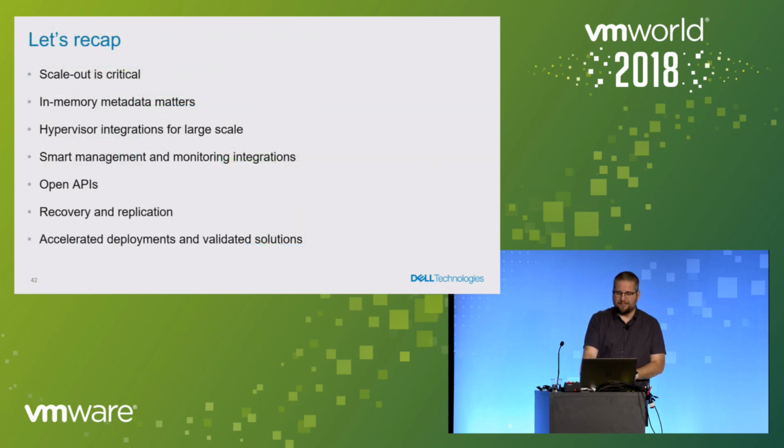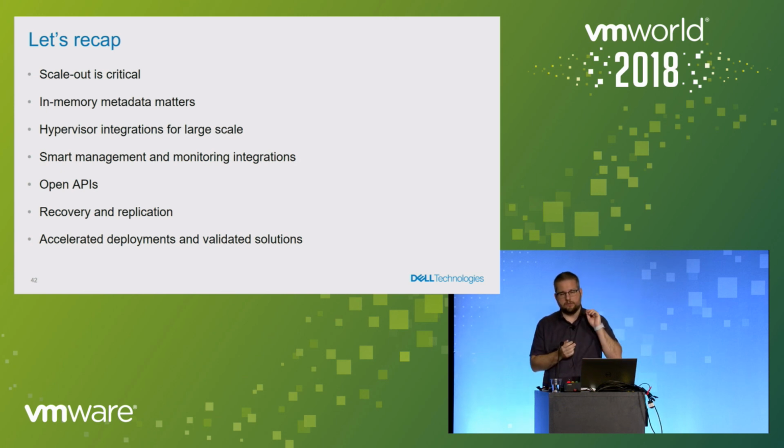So with that, let's do a recap. Scale-out is critical, especially as you go large with your infrastructure. In-memory metadata matters. Hypervisor integration for large scale matters. Smart management and monitoring, which is completely free for your XtremIO customers. Recovery and replication. Again, native replication is very, very cool. It only sends the unique data over the wire, both deduplicated and compressed.